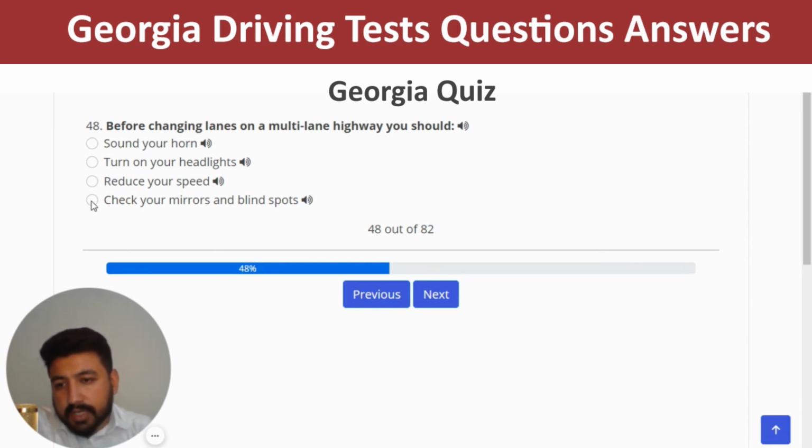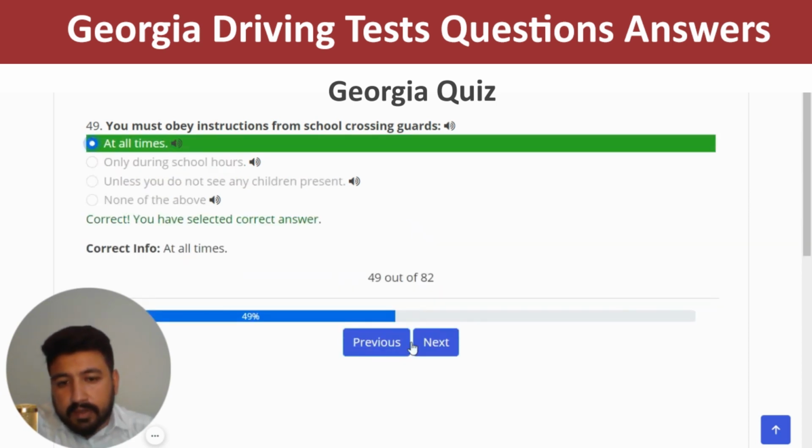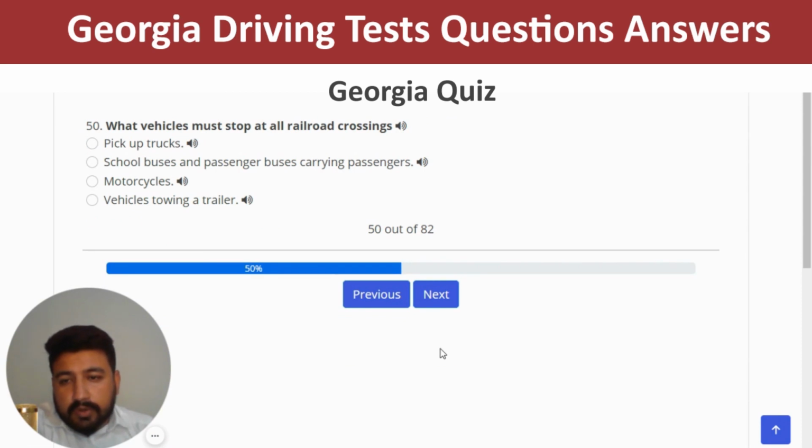And next, before changing lane on a multi-lane highway, you should check your mirrors and blind spots. Fourth one again. Next, you must obey instructions from school crossing guards. The right answer is at all times. So I'm going to click on the first option. Yeah, and next. What vehicles must stop at all railroad crossings? The right answer is school buses and passenger buses carrying passengers.